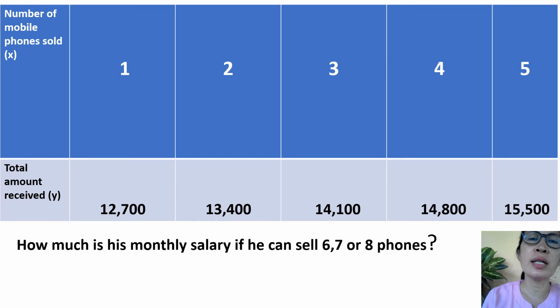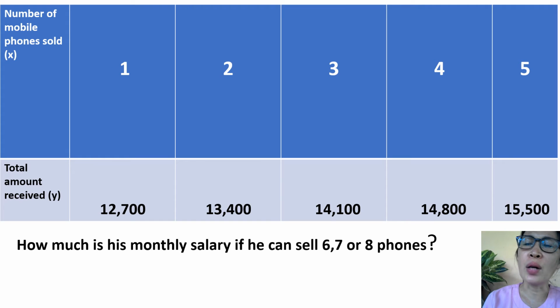So how much does he receive if he can sell one phone? 12,700. If it is 2, 13,400. If it is 3, 14,100. If it is 4, 14,800. And if it is 5, 15,500. What if he can sell 6 or 7 or 8 phones? Are your answers the same? Okay, very good. Let's clap our hands for that.